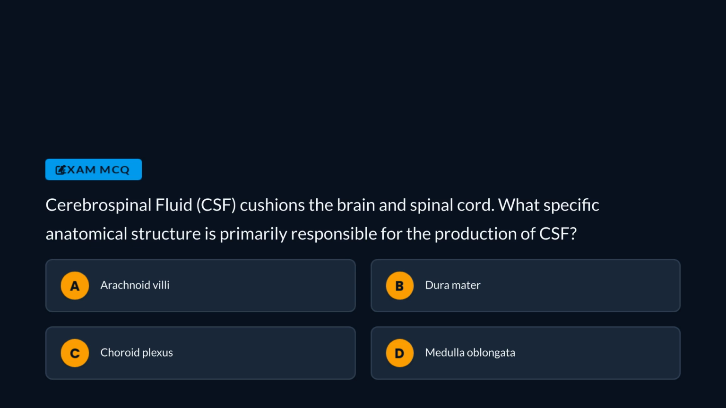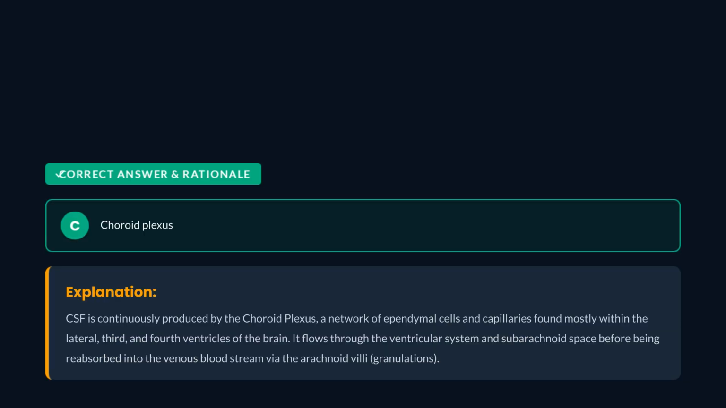Cerebrospinal fluid, or CSF, cushions the brain and spinal cord. What specific anatomical structure is primarily responsible for the production of CSF? CSF is continuously produced by the choroid plexus, a network of cells and capillaries found within the ventricles of the brain. It flows through the system before being reabsorbed.